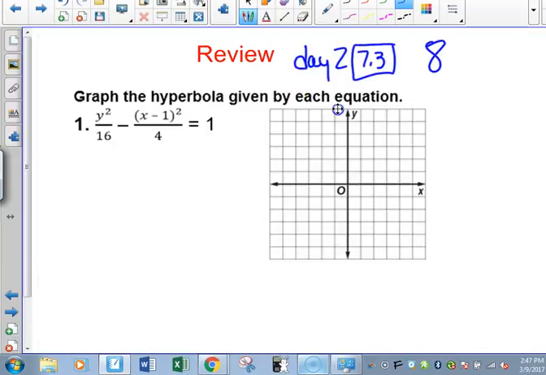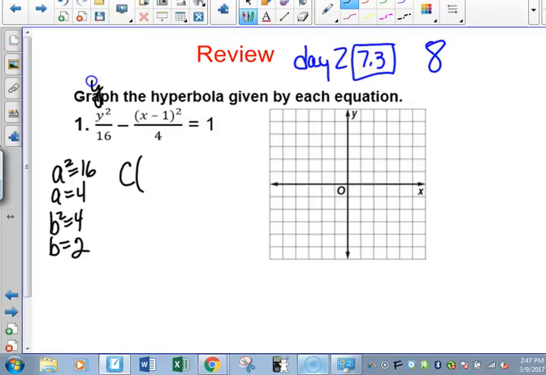All right, with that in mind, who can tell me something about this? Okay, A squared is 16, so A is 4. Okay, what else? Yes, be careful, this is Y minus K. And X minus H back here. So the center is H is 1 and K is 0. Now what?